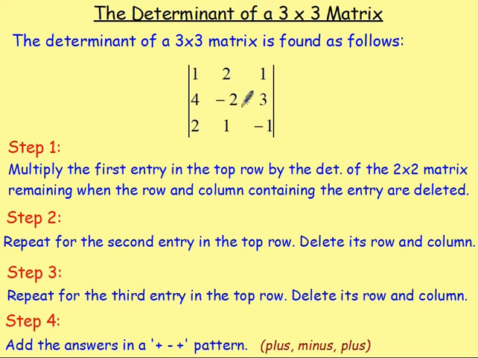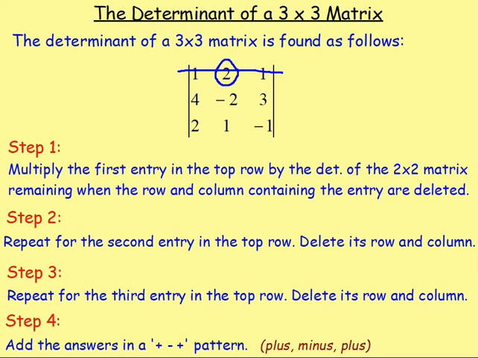What you have to do for that one is you would take that first entry in the first row and you would have 1 times, and then you would eliminate its row and its column, and you'd work out the determinant of this remaining matrix. So negative 2 times 1, take away 3 times 1. You would then repeat that for the second entry in the top row. So you'd have 2 times, eliminate its row and its column, and you're left with a 4, 3, 2, negative 1. So work out the determinant of that.